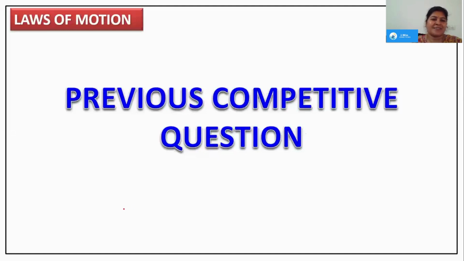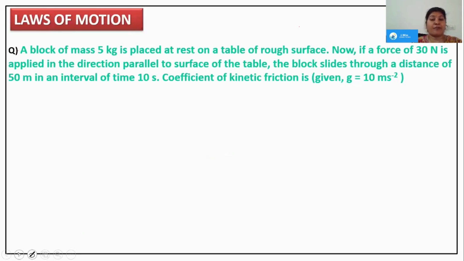Hello students, here in this class I am going to explain one of the problems from the laws of motion, and the question is a previous competitive examination question. What is the question? A block of mass 5 kg is placed at rest on a table of rough surface.